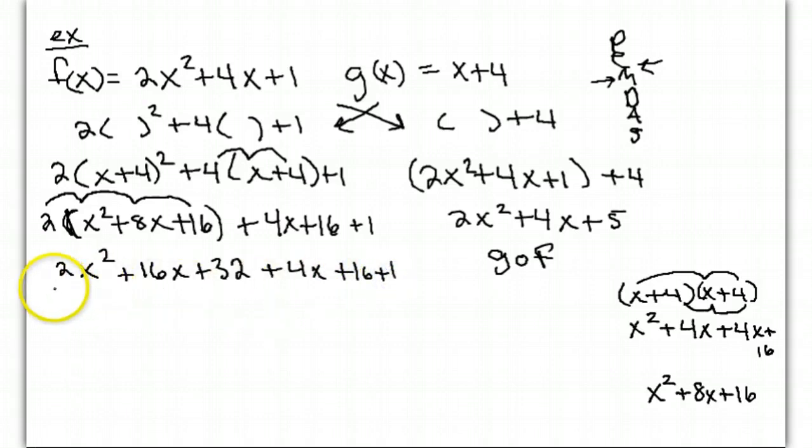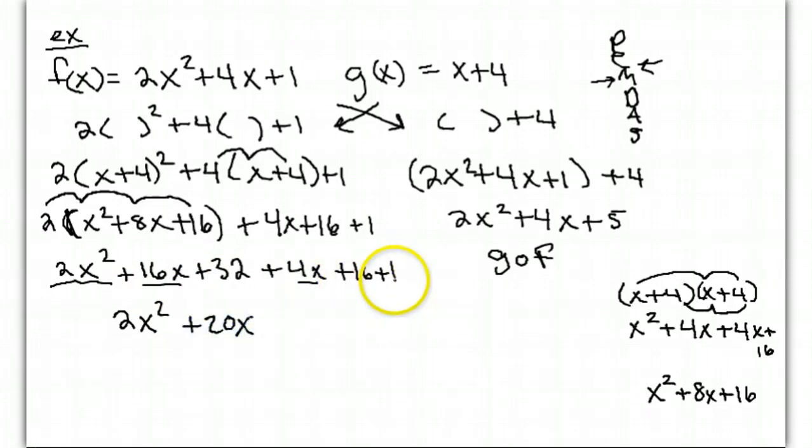So the like terms, this stands alone because there's no other x squares in there. So you bring it down, 2x squared. This 16x, you have another x which is 4x. So that gives you a 20x. 16 and 1 is 17. And then you add 17 to 32. So that gives you a positive 49. And because this is under f, this will be FOG of x. Or you can call it just FOG if you want.